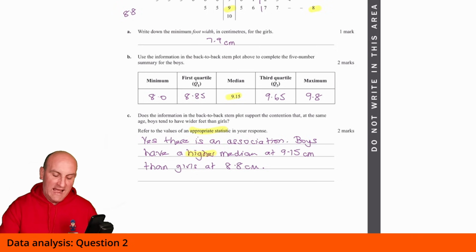Higher median, and you've got to put in your data and say you've used your median, and then girls at 8.8. So every single time you do this, it's got to have some sort of quantifier: higher, lower, greater, less than. Say which one you've used, put in your data, and then answer your question.